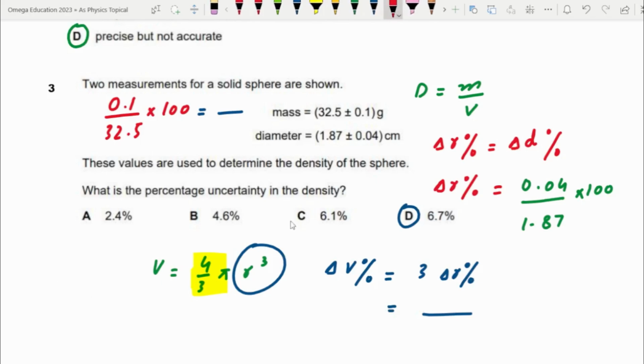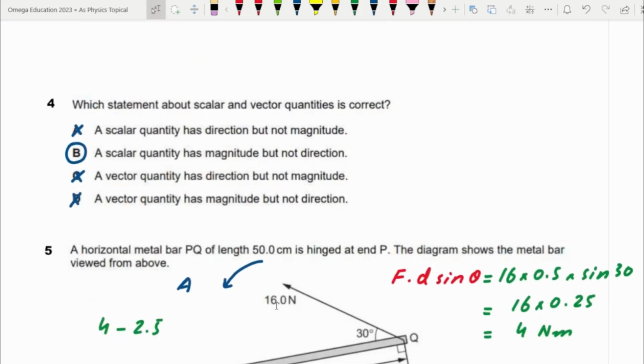So what you do is 0.04 divided by 1.87 times 100, and then you multiply whatever the answer is by 3, so you get the percentage uncertainty of volume. Then you add the percentage uncertainty of volume and the percentage uncertainty of mass, so you get the final answer as 6.7. Calculation, you can do it by yourself. Let's take a look at the next one.